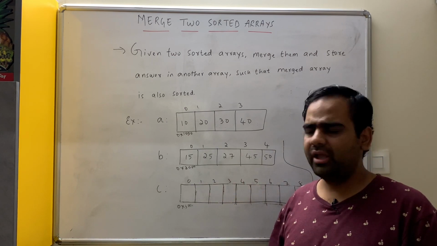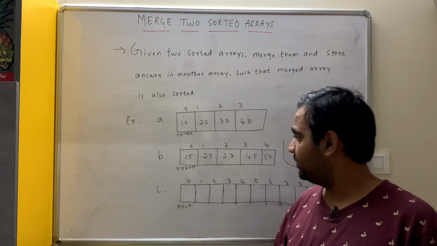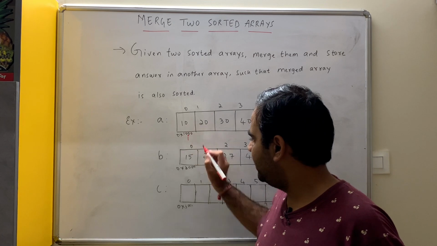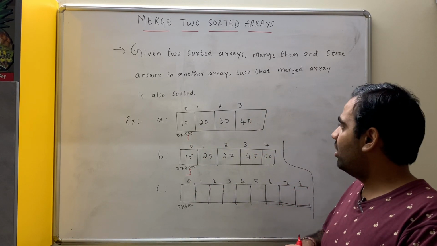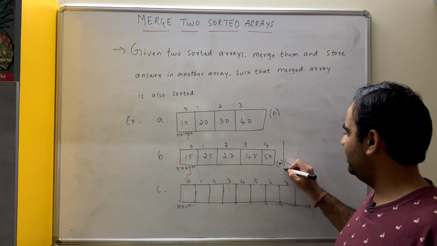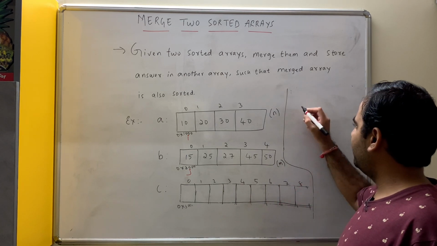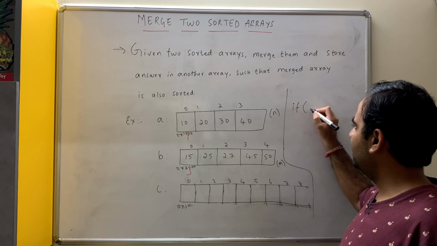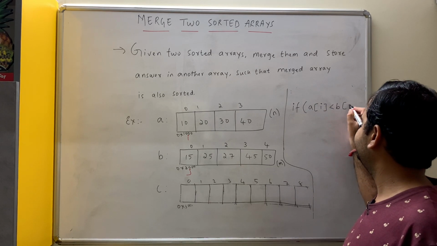Now we notice one thing: the size of array A might not be equal to the size of array B. Let's take two indices, I and let me call the other J. Now let the number of array elements of A be n and let the number of array elements of B be m, because they might not be the same. What I say here is: if A of I is less than B of J.